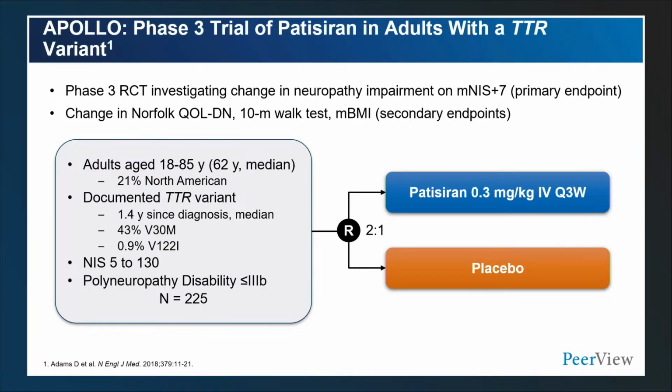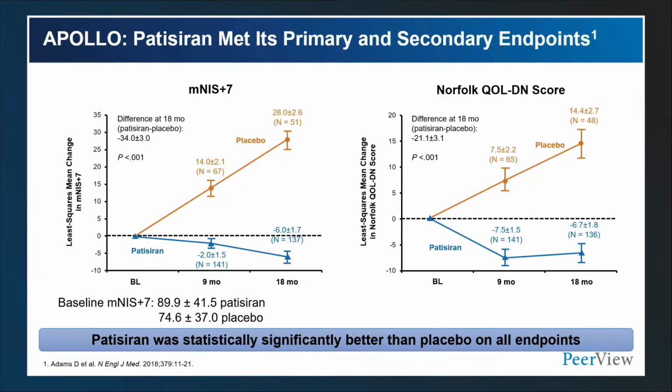But the first trial with Apollo was a patisiran versus placebo, 2-to-1. And what they show is that the neuropathy progression in people who got the medication slowed down significantly. And not only that, it actually improved. Whereas the people on placebo, as you can see here, they worsened, and as Dr. Kaku told us earlier, they worsened rapidly. Same thing with the quality of life. Quality of life improved in patients who are on patisiran, whereas people who are on placebo continue to get worse.